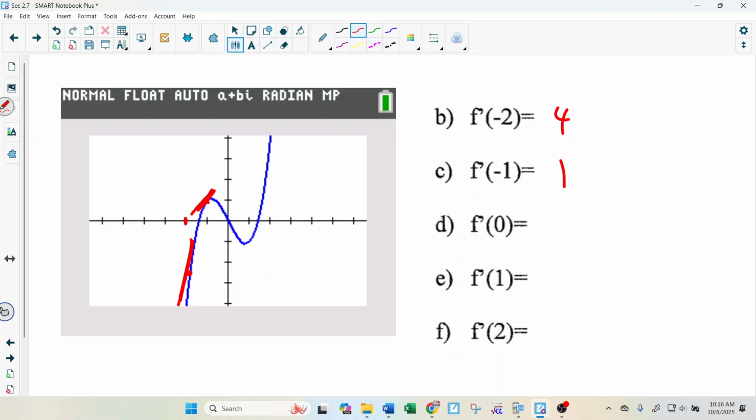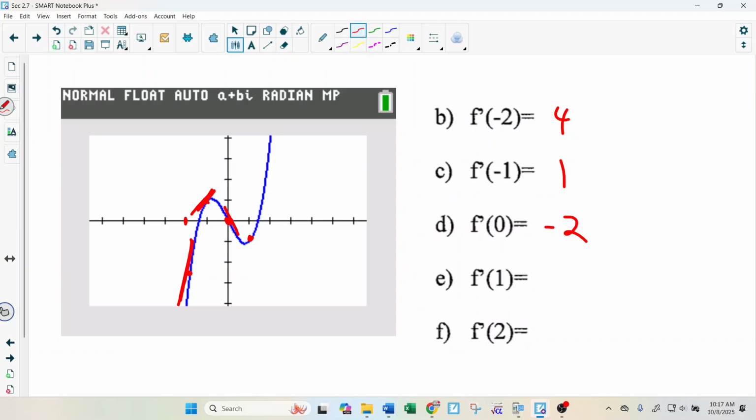At 0, it looks like it's negative. Maybe negative 1, negative 2. So like I said, it's obviously negative. It's not negative 4. It's not negative a half, somewhere in there. So we're just kind of going around finding the points.